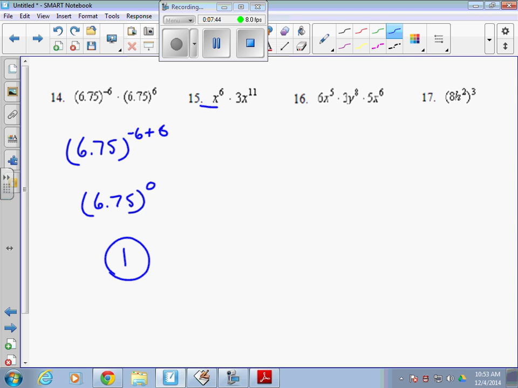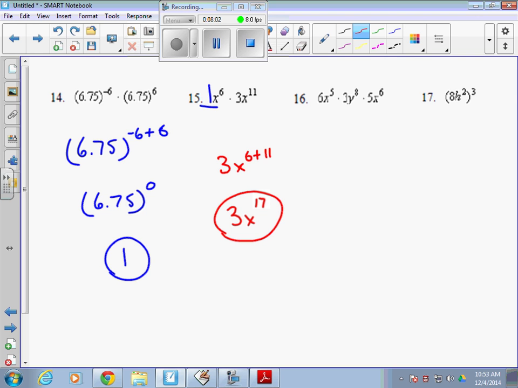There's a coefficient right here that's not shown. It's 1. When you multiply 1 times 3, you're going to get 3. Then you have the same bases. Both of them are x, so you're going to add 6 and 11. 3x to the 17th.